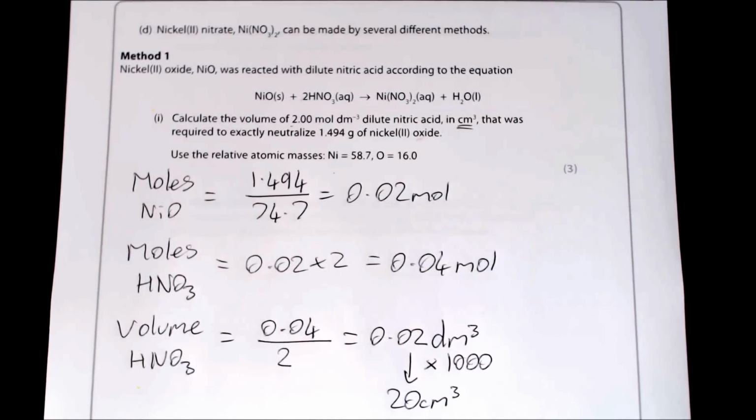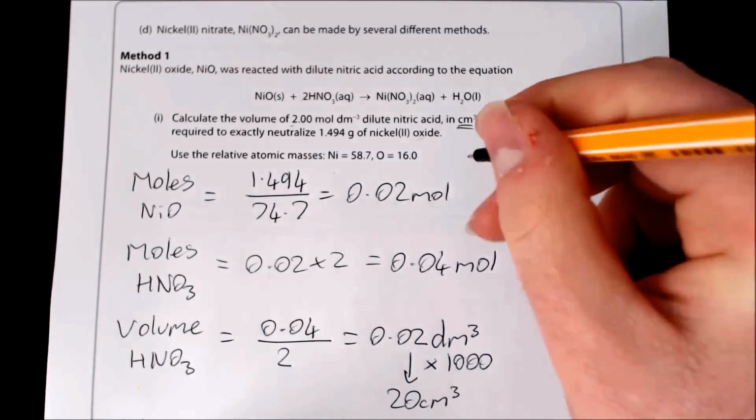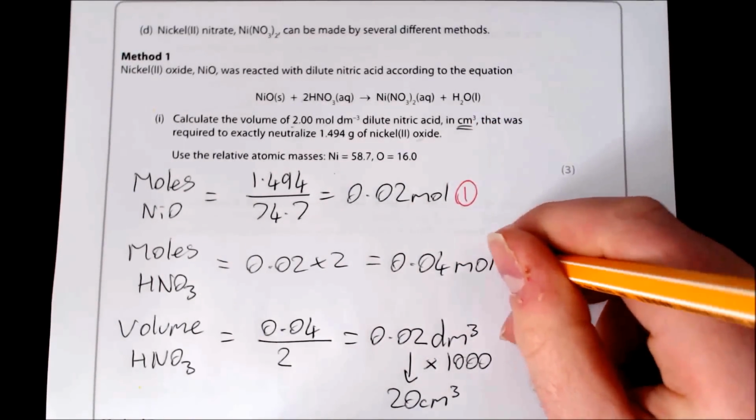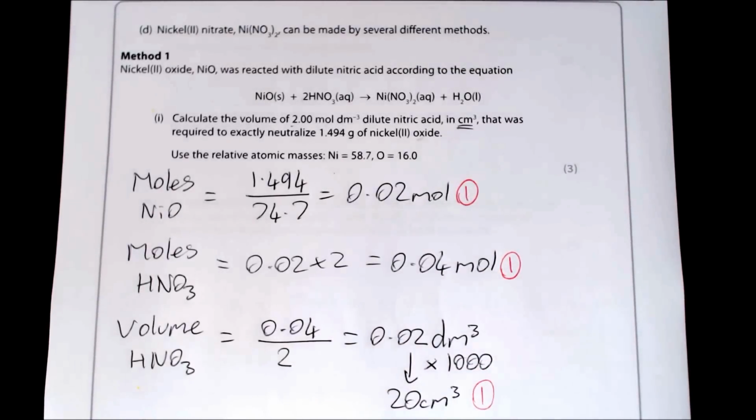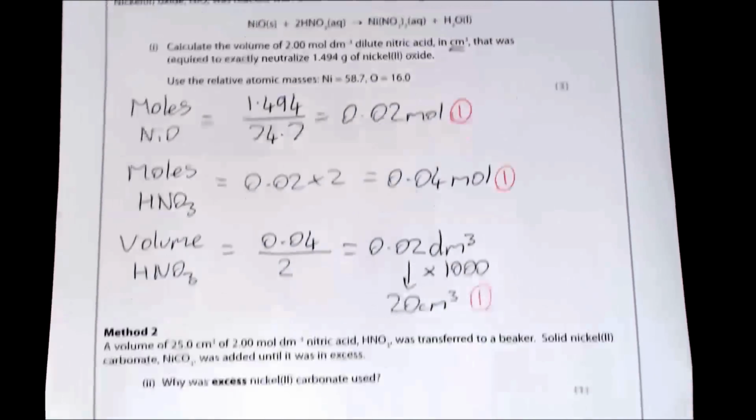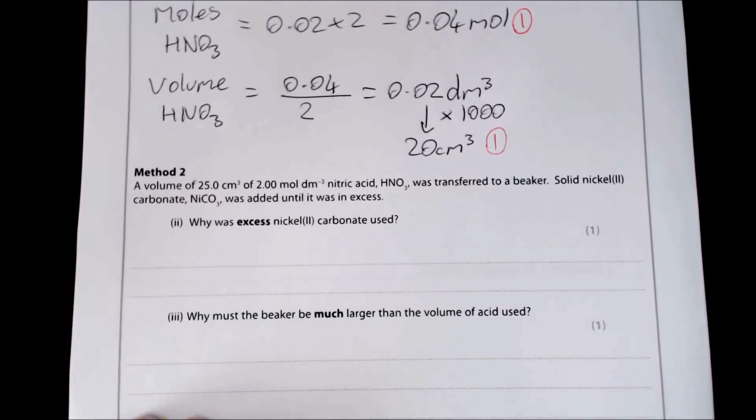Now, this is out of three marks. So obviously, you can see here we got 1 mark there, 1 mark for working out the number of moles of nitric acid, and then obviously 1 mark for the volume of nitric acid that we've had to calculate. Okay, right. So next question.